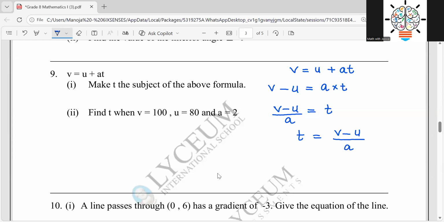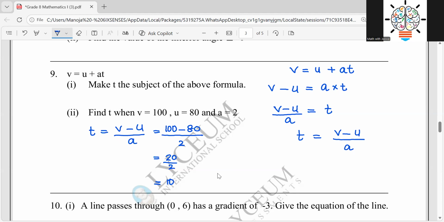Now you want to find the T value. If you write V minus U, the whole thing divided by A, you can rewrite this. V is 100, U is 80, and A is 2. Then 100 minus 80, it is 20. 20 divided by 2, it is 10. We don't know whether it is minutes or seconds. They have not given the units. Therefore, you can just keep the answer 10, right?